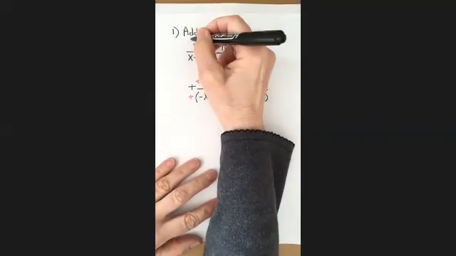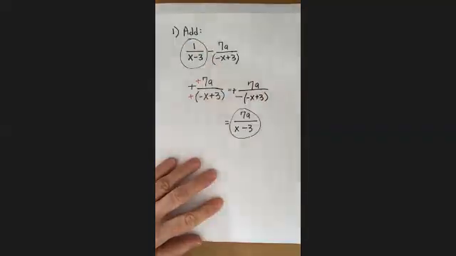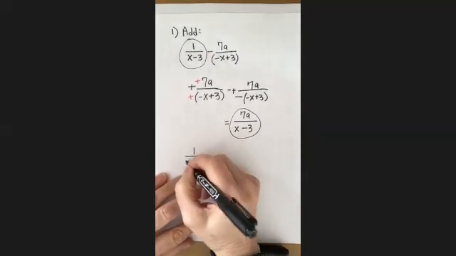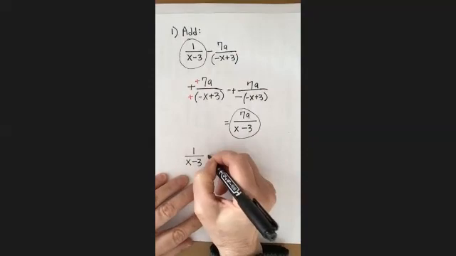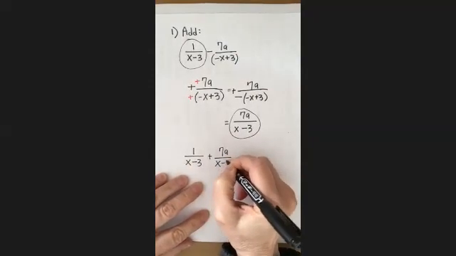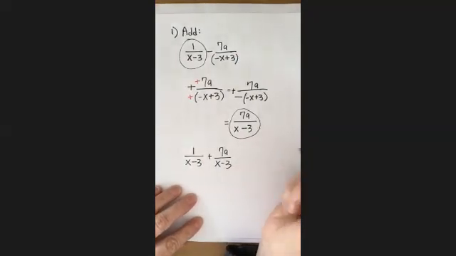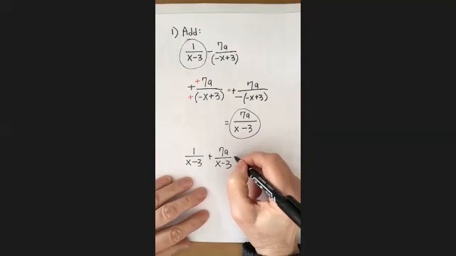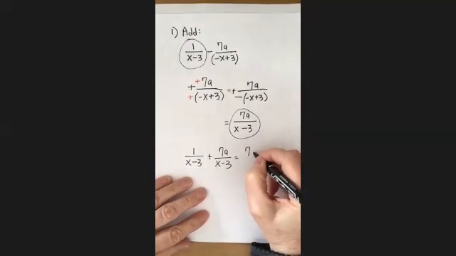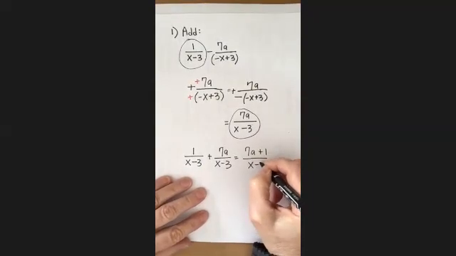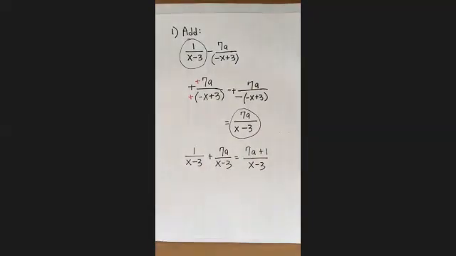We now have the same denominator on both sides, but the problem has become 1 over x minus 3 plus 7a divided by x minus 3 by what I did. And don't we all like to add better than we like to subtract? So on the top, we're going to have 7a plus 1. And on the bottom, we're going to have x minus 3. And that's what we call finished.